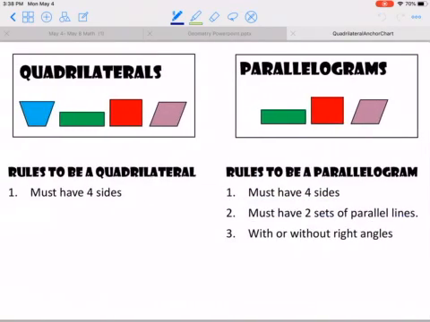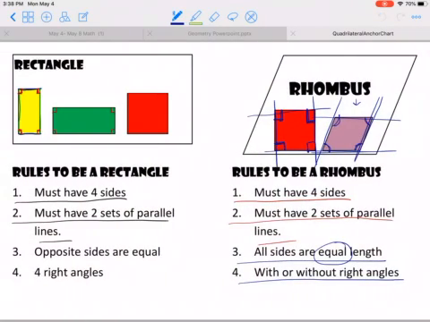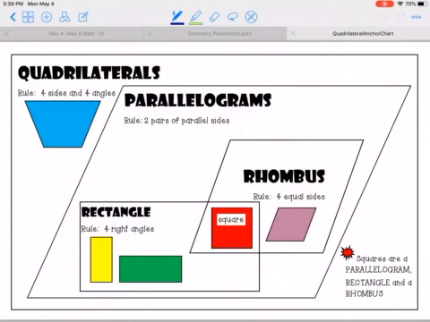So quick little video here, kind of reviewing some of our categories. We're going to practice figuring out some of the attributes. So in your video, in your exit slip, you'll see some of these images again.